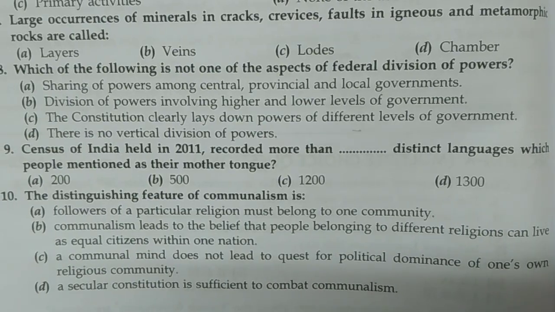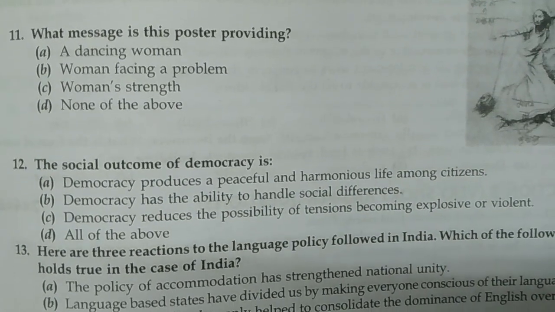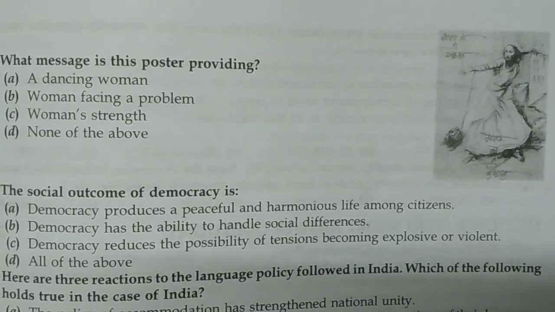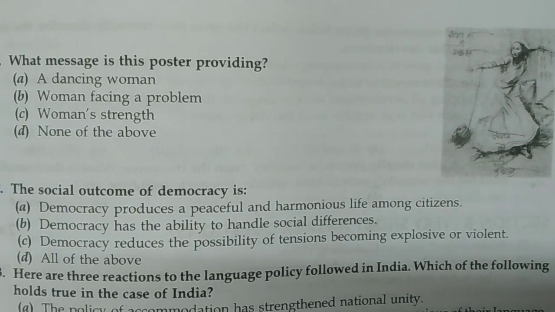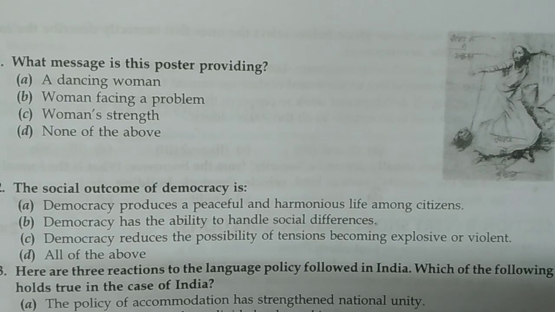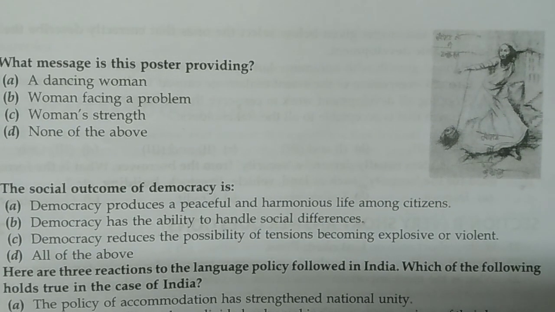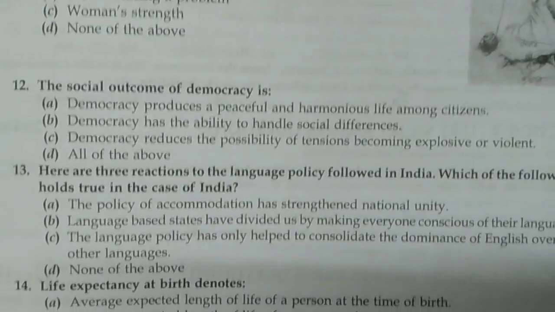Now I'm coming to the next question, it's given on the next page. Question number 11 is given in a picture and you need to be aware of this picture, and it's written: what message is this poster providing? So there is a poster, and in this poster what message is being provided. There are 4 options, A, B, C, D. You can find all these things, 4 options, and you can choose your correct answer. Now come to question number 12.